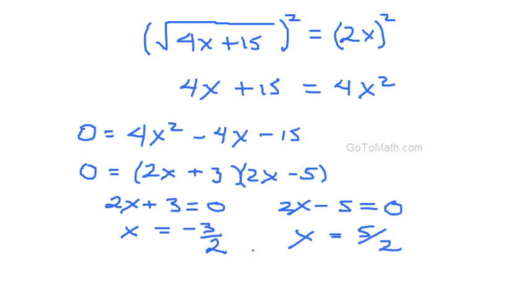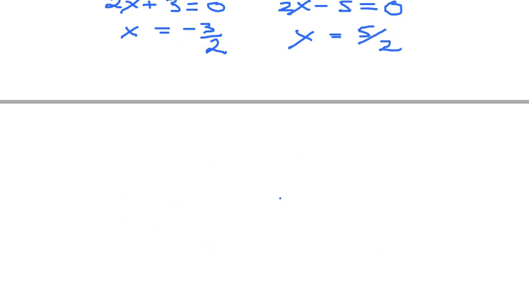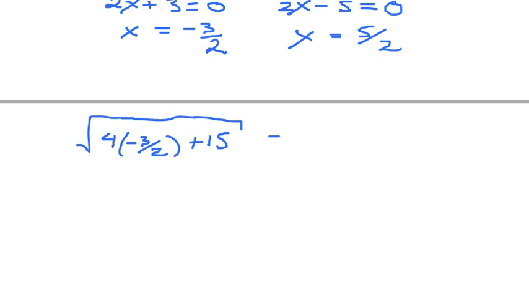What do we got? Negative 3 halves and 5 halves. Okay, these are the two possible solutions here. And if we plugged in, we've been doing this, better continue to do it. We have 4 times negative 3 halves. This is a big part of this problem: check and see if your solutions are correct. Is that really equal to 2 times negative 3 halves?